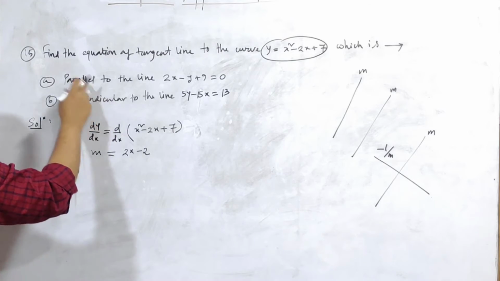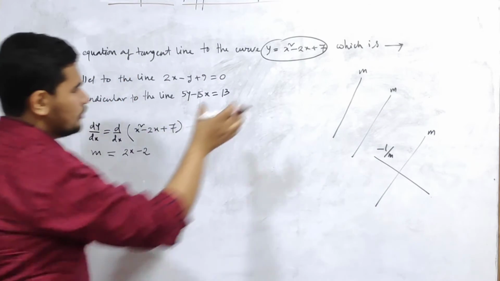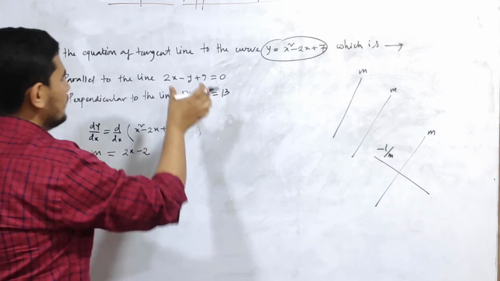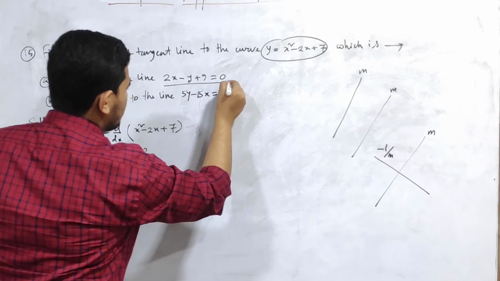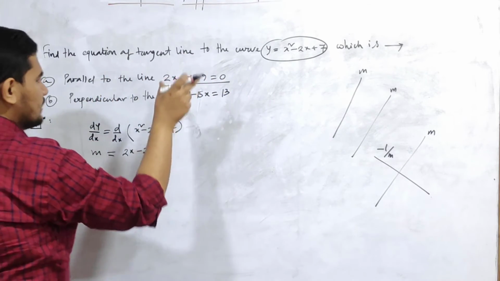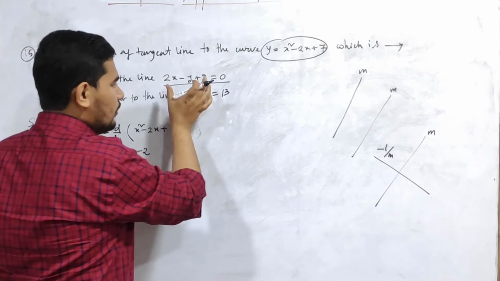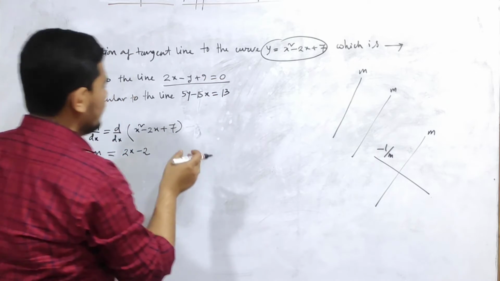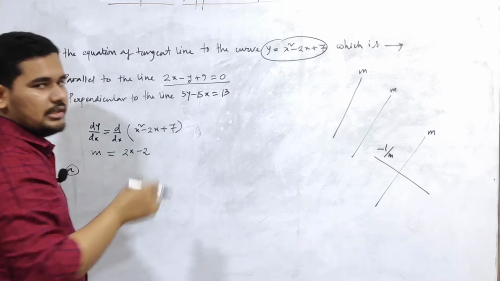Here it is given: find the equation of the tangent line to the curve. I have a curve which is y equals x square minus twice x plus 7, and the tangent line is parallel to this line. So if this is the tangent line, it is parallel to this line. If I know the slope of this line, twice x minus y plus 9 equals 0, then I can get the slope of the tangent line.